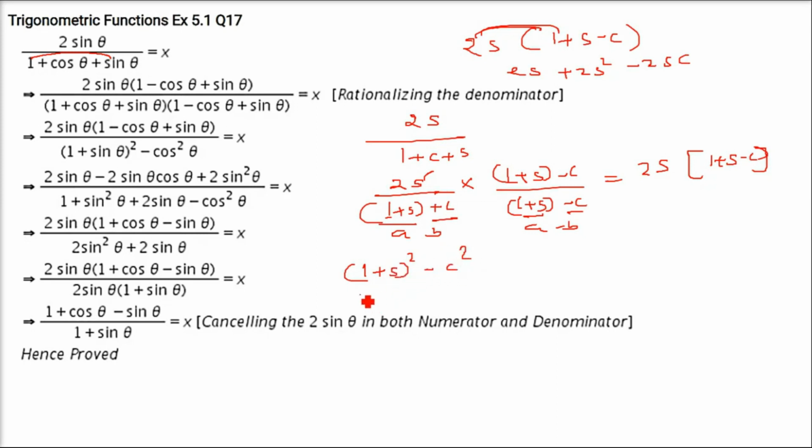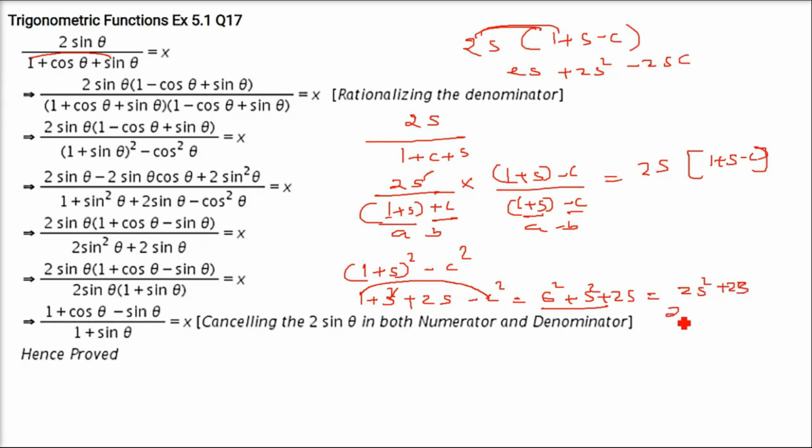So when you open it, it will be 1 plus sine square plus 2 sine, and then you have minus cos square. Now this 1 minus cos square can be written as sine square. So this 1 minus cos square is sine square. This is also sine square, and this is plus 2 sine. So from here I can take sine common. Sine square plus sine square, so this will be 2 sine square plus 2 sine.